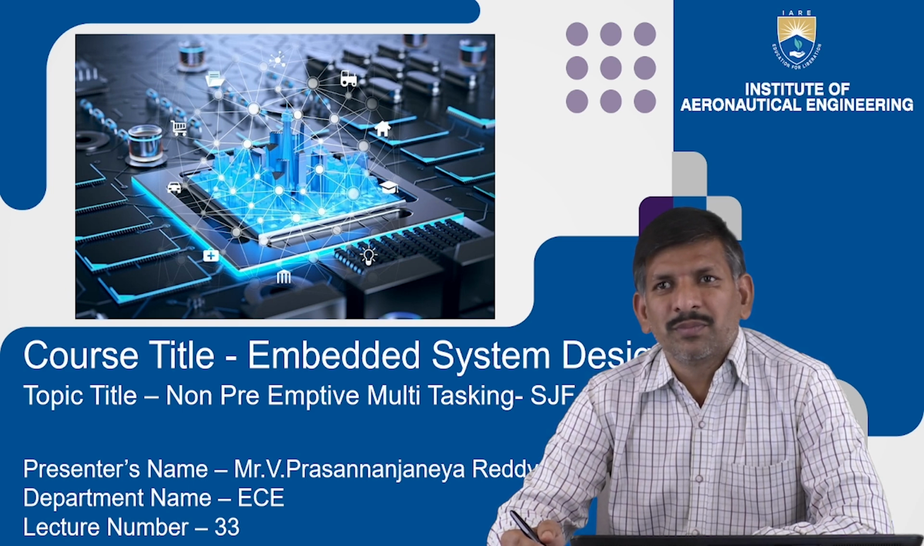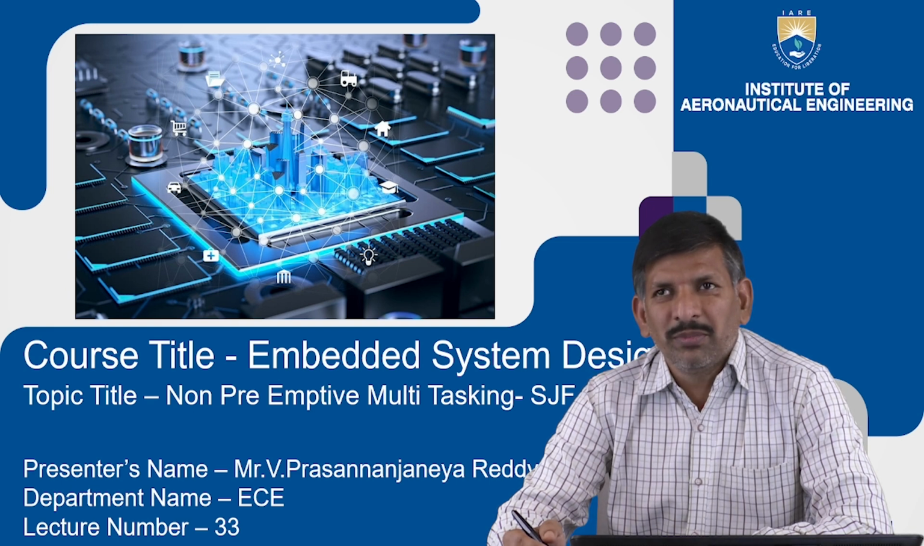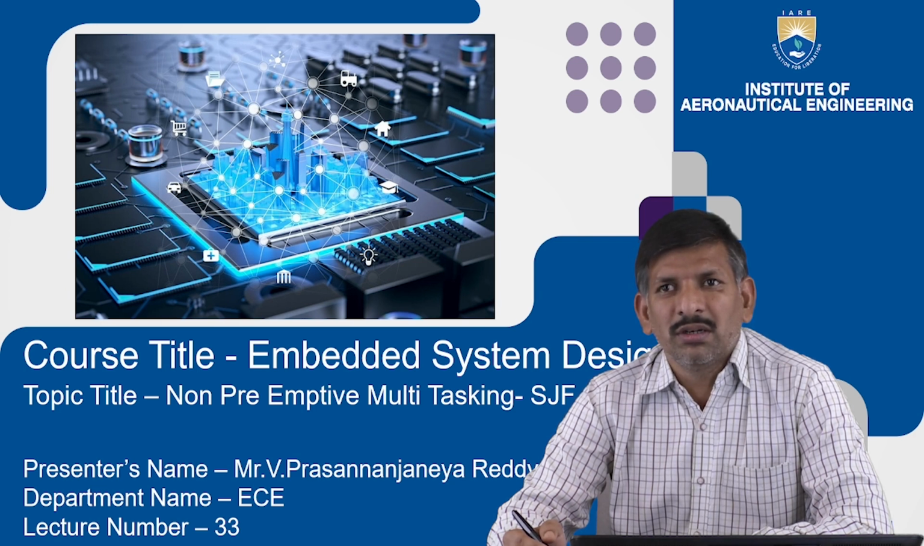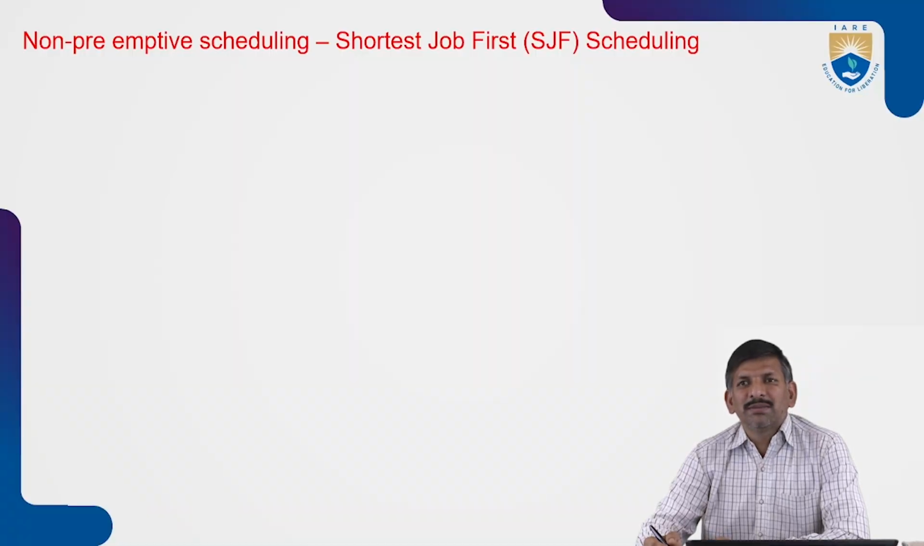In this session, we are going to discuss the non-preemptive multitasking scheduling algorithm. One of the scheduling algorithms is shortest job first scheduling. Non-preemptive scheduling means whenever the currently executing task is completed, then only a new process which is available in the ready state is scheduled for execution.